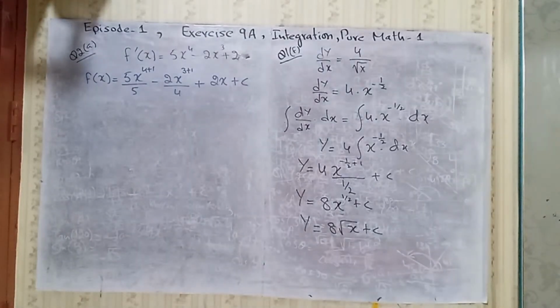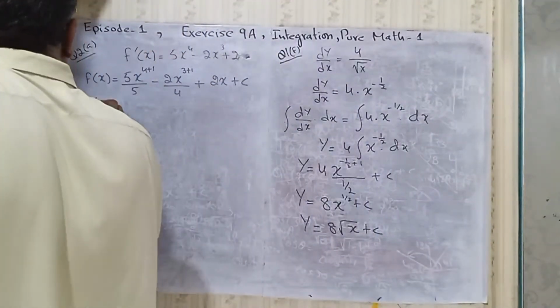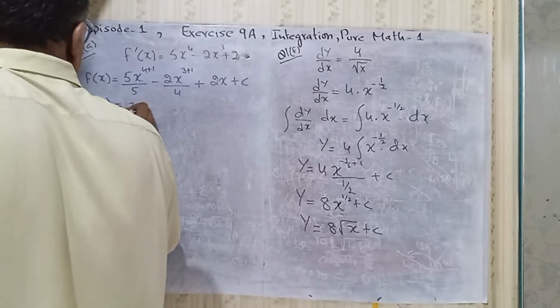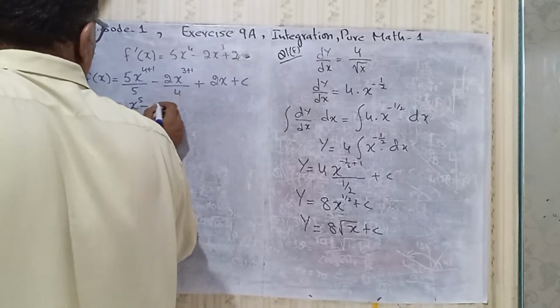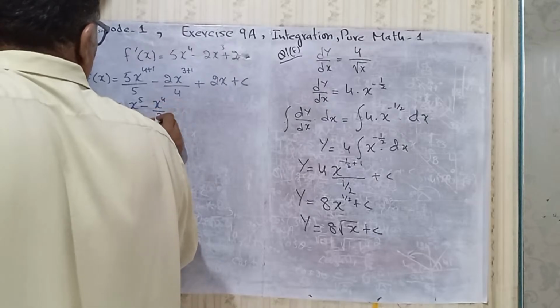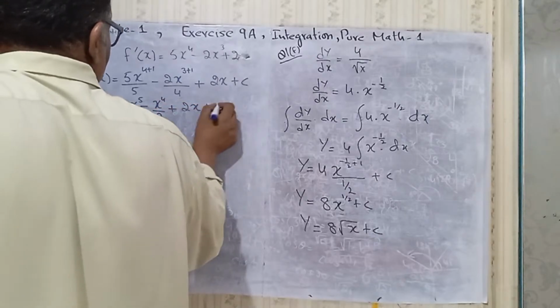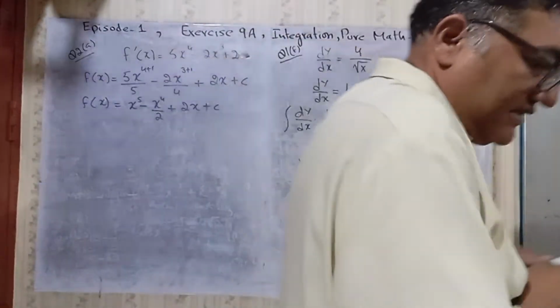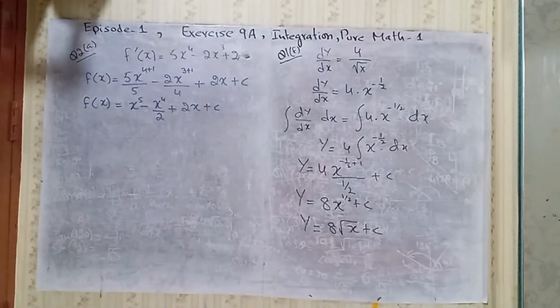Okay, now f of x will become equal to the 5 cancelled, x raised to power 5 minus x raised to power 4 divided by 2 plus 2x plus c. Let me check the answer, sir. This is how this is done. Question number 2, A part. X raised to power 5 minus x raised to power 4 divided by 2 plus 2x plus c. So this is how question number 2, A part, is done. Our answer is right, sir.